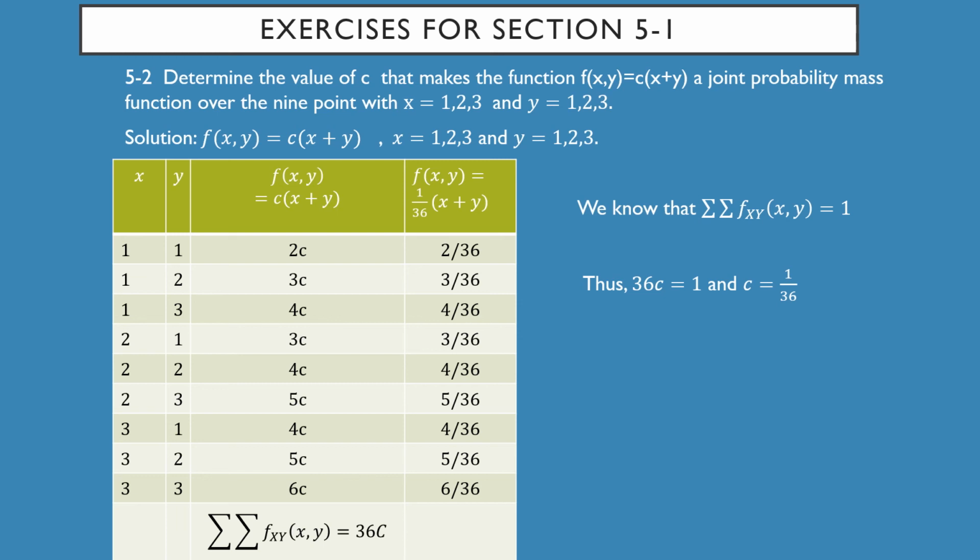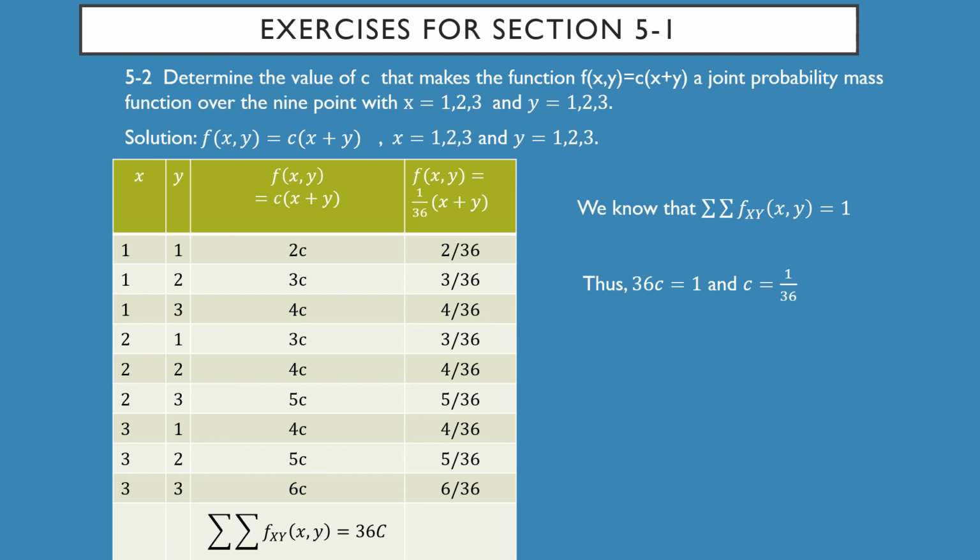Let me read the question. Determine the value of c that makes the function f equals c times (x plus y) a joint probability mass function over the 9 points with x equal 1, 2, 3 and y equal 1, 2, 3. So it is already mentioned in the question that we should have 9 points. Now see how x varies. X starts from 1 and goes until 3.